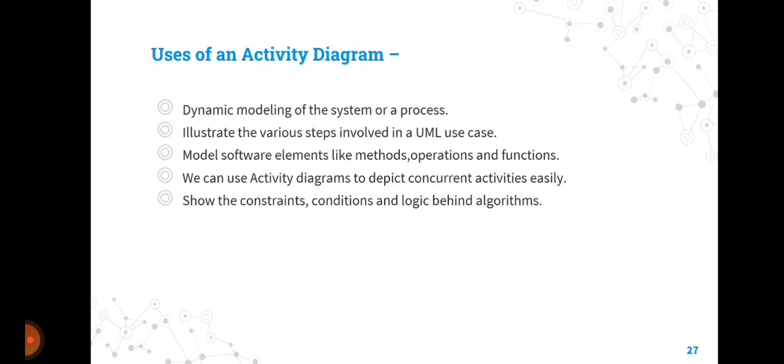Now we can see the uses of an activity diagram. Dynamic modeling of the system or a process. Illustrate the various steps involved in a UML use case. Model software elements like methods, operations, and functions. We can use activity diagrams to depict concurrent activities easily, and they show the constraints, conditions, and logic behind the algorithm. Thank you.